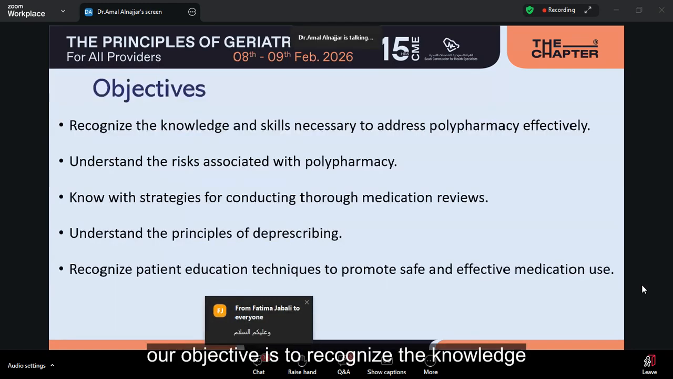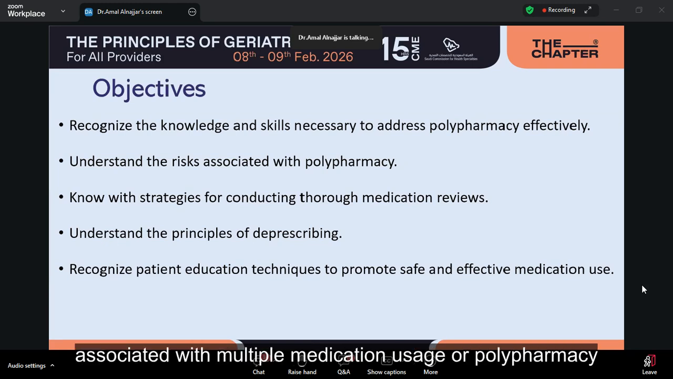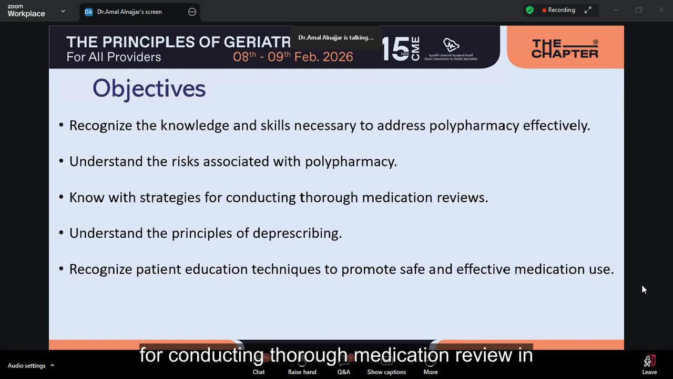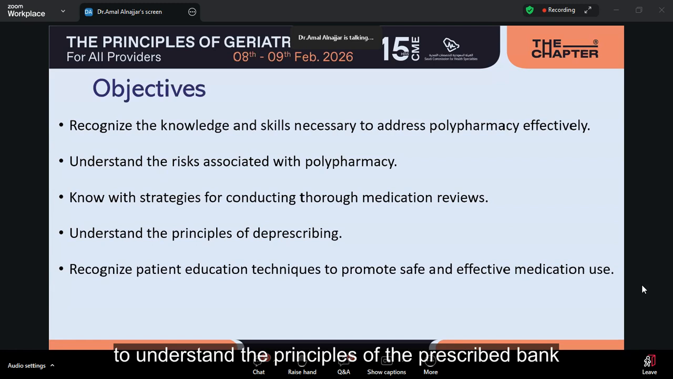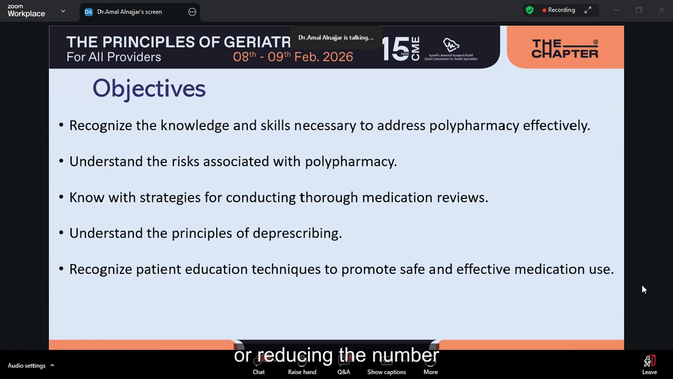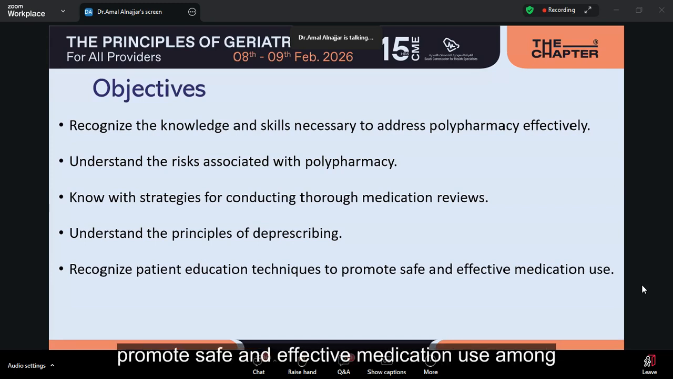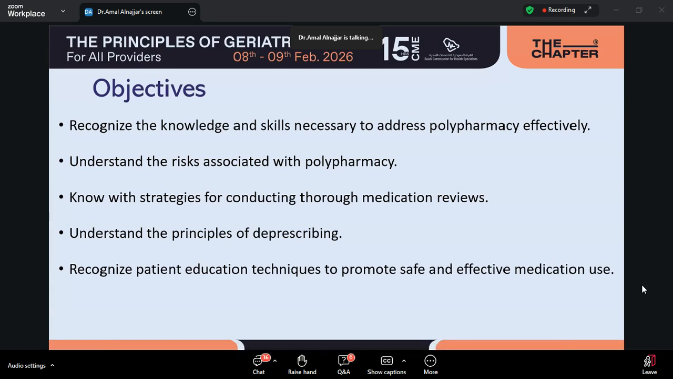Okay, our objective is to recognize the knowledge and skills necessary to address polypharmacy; to understand the risks associated with multiple medication usage or polypharmacy; to know the strategies we have to follow for conducting a thorough medication review in order to review the medication properly; to understand the principles of prescribing or reducing the number of medications; and to recognize patient education techniques to promote safe and effective medication use among all types of population or patients.